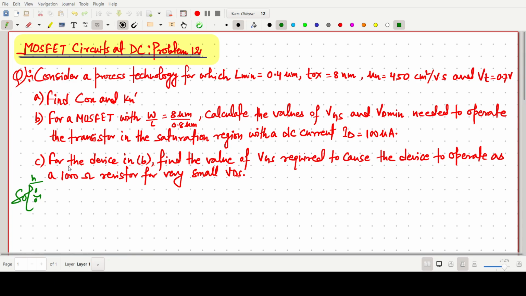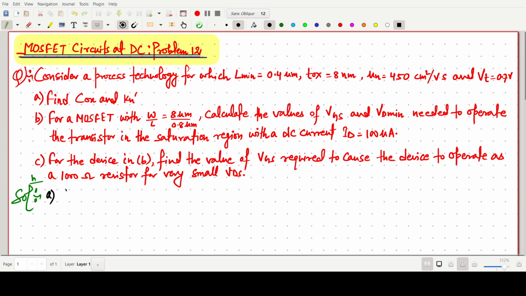Now the third one is for the device in B. For the B condition, find the value of VGS required to cause the device to operate as a 1 kilo ohm resistance for a very small VDS. So this is the question. Everything is given, so we first do part A.